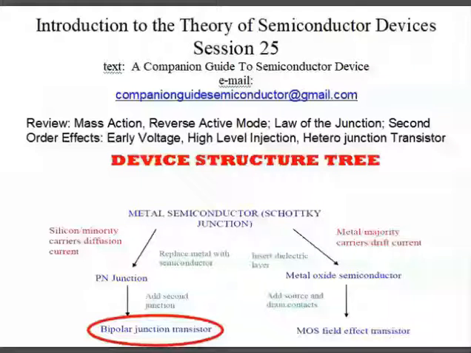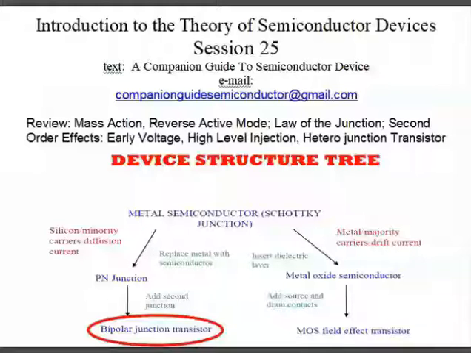In this session we're going to continue our discussion of the bipolar junction transistor, and we're going to take a step back a little bit and review some of the issues that I don't think were covered quite as well as I would have liked, specifically mass action, reverse active mode, and law of the junction as they pertain to the BJT, and that'll take a significant amount of our time this session, and hopefully we'll be able to move on toward the latter part of the session into second order effects.